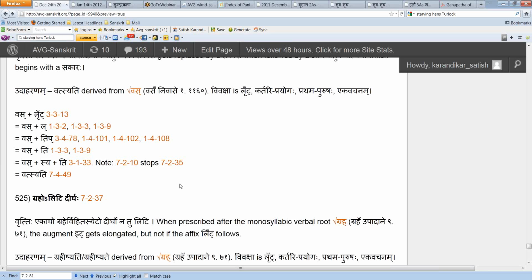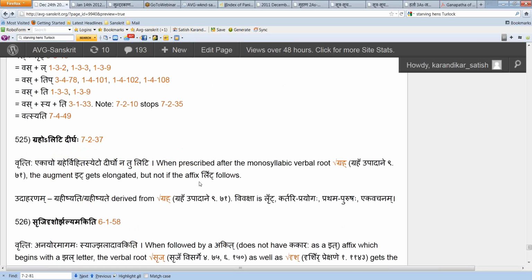Vatsyati. Okay, last sutra. Graher liti dirghaha. Very, very straightforward. Ekacho graher vihitasyeto dirgho natuliti. When the idagama is prescribed, following the dhatu graha, graha upadane krishnati means to take, to accept, then that idagama takes dirghadeshaha, but not if the pratyaya lit follows. Very, very simple sutram.